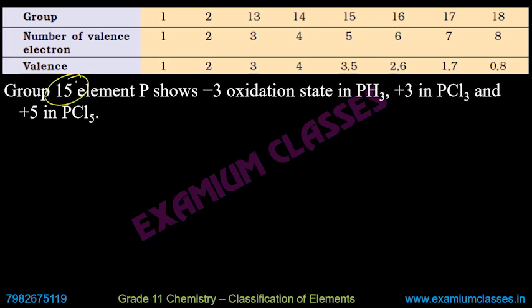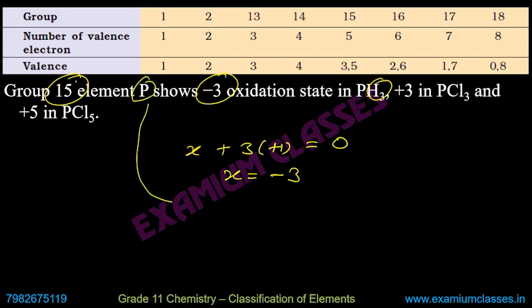Group 15 element P shows -3 oxidation state in PH3. Why? Because suppose P's oxidation state is X, then you have 3 hydrogens, 3 times +1. Hydrogen normally has oxidation state +1. Sum will be 0, so X will be -3. So phosphorus can show oxidation state -3, but suppose I am talking about PCl3.